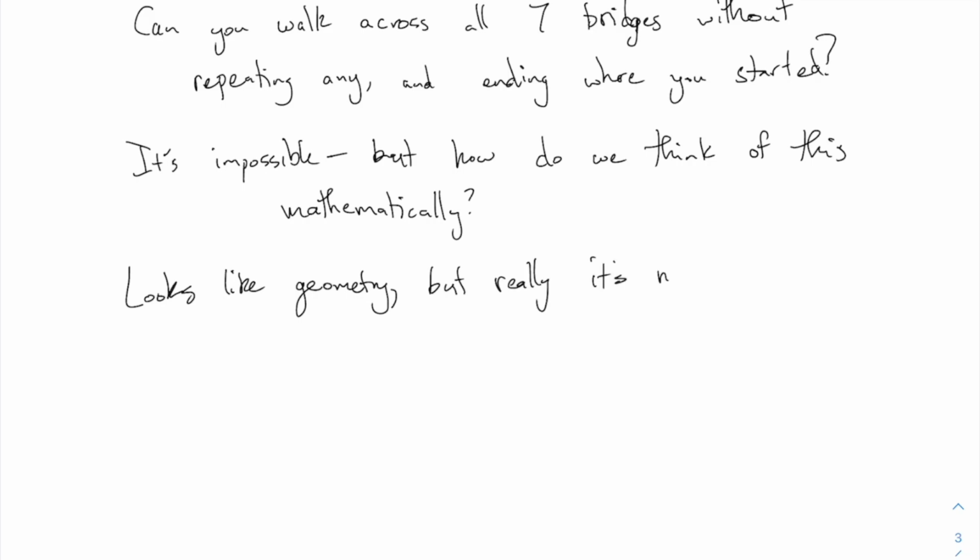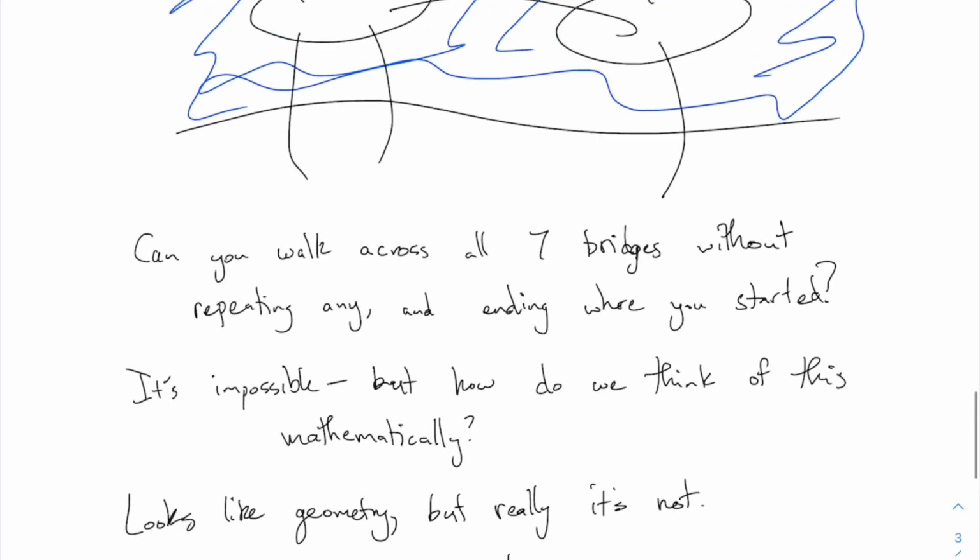Really, it's not. This was Euler's big realization that it is not appropriate to think of this like a geometry problem. Instead, it is appropriate to think of it like a graph theory problem, which never existed before that, but that's how you really should think about this. It looks like geometry, but really it's a graph. So Euler's big idea was to basically invent graph theory in order to solve this problem.